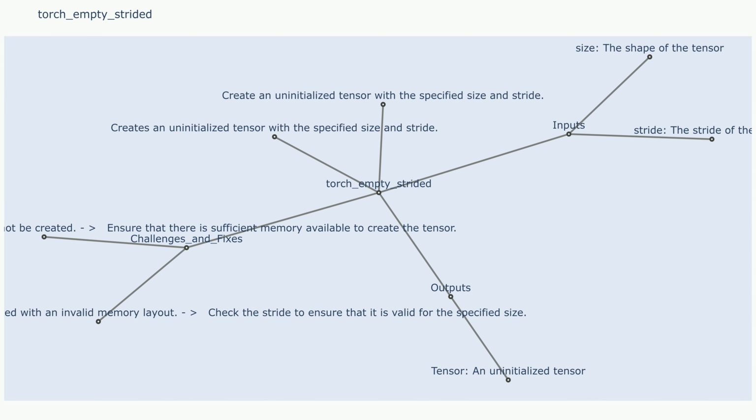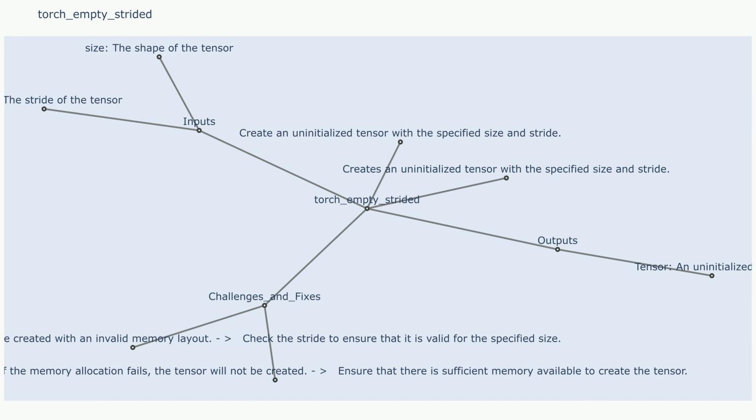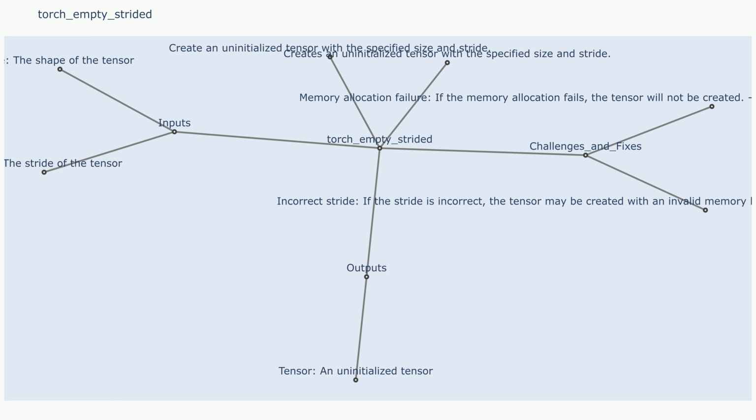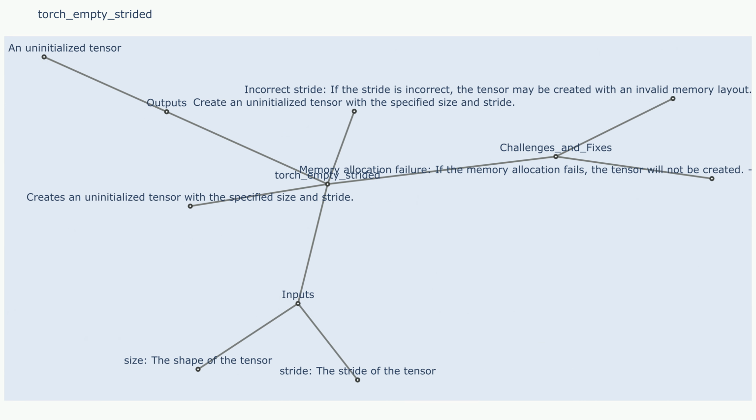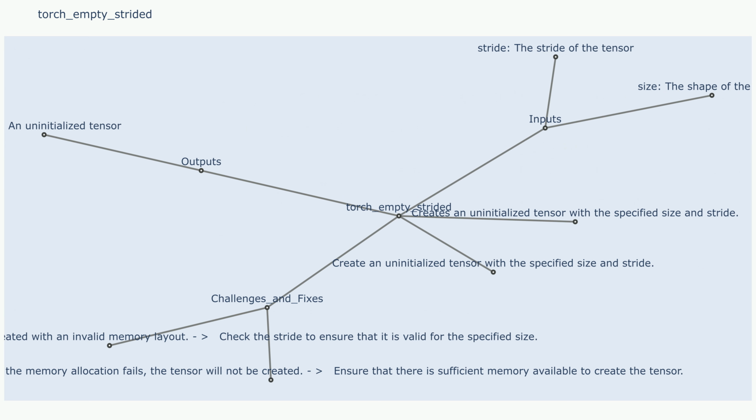Challenges and fixes. Challenge 1: incorrect strides can lead to unexpected behavior. Sample use case that resulted in challenge 1: trying to create a tensor with strides that are not compatible with the size can result in out-of-bounds memory accesses. Fixes to challenge 1: carefully calculate and verify the strides to ensure they are valid for the given size.